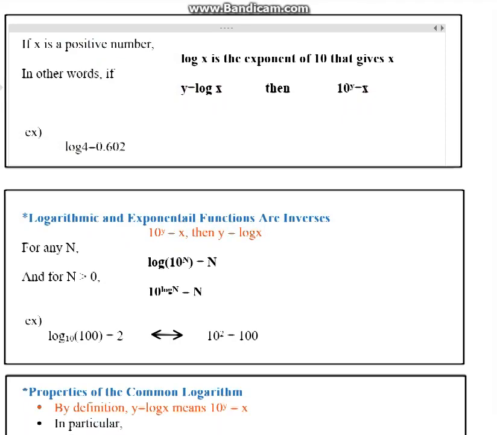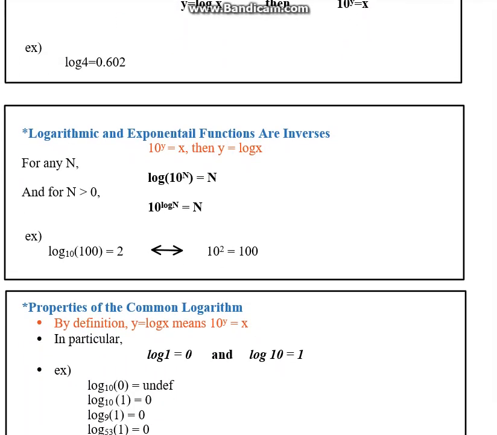Okay, moving on. Logarithmic and exponential functions are inverses. This is what I explained before. So if 10 to the y is x, then y is going to be log x. This is basically an exponential function, so logarithmic is going to be the inverse of the exponential function.